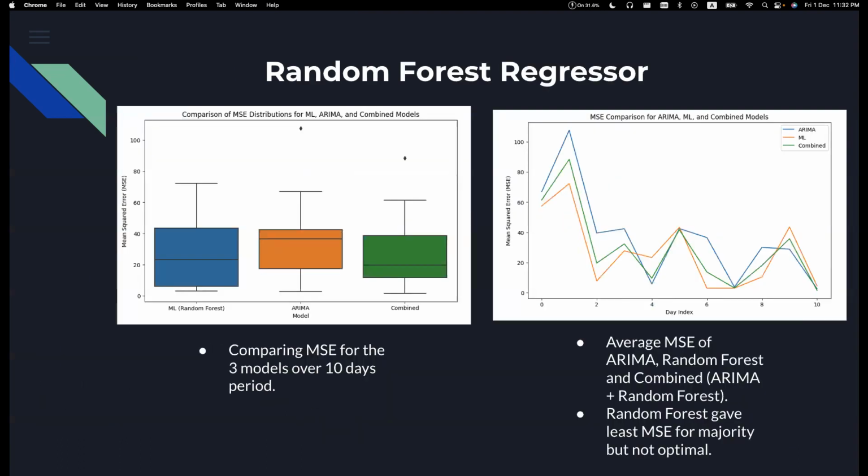So then we tried to use an ensemble technique by using a random forest ML model and ARIMA, a statistical model, to see if it would give a better result. But we couldn't conclude which one was better. Here is a graph showing the MSE comparison between ARIMA, ML, and the combined model. But we can see the combined model had overall less mean square error compared to the others. Next.